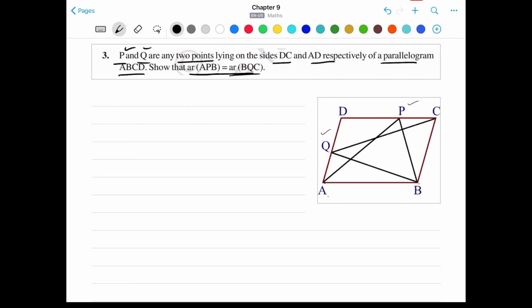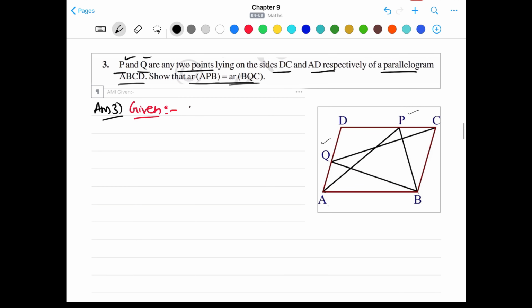Okay, so we got the two triangles and we have to prove that the area of these two triangles is equal. So first we draw a parallelogram and name it ABCD. On the side CD we have point P and on side AD we have point Q. We have joined these points to form the two triangles APB and BQC, and we have to prove that the area of these two triangles is equal. Okay, so let's start answer number 3. First we'll write the given part.